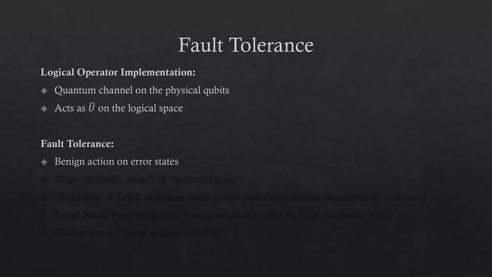Fault tolerance requires that we have a benign action on error states, so that error states do not become overwhelmingly damaging to the processing of information throughout the process. More specifically, we require that fault-tolerant operations should map tolerable noise to tolerable noise. By tolerable noise here, we mean noise models in which error correction can proceed to a satisfactory extent. More precisely in our work, we consider tolerable noise to be noise where we can do error correction with an error correcting threshold, meaning that below some noise rate, we're able to achieve arbitrarily low logical error rates by using a larger and larger code size or code distance.